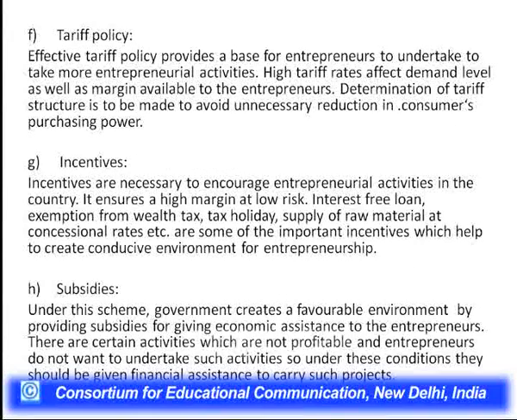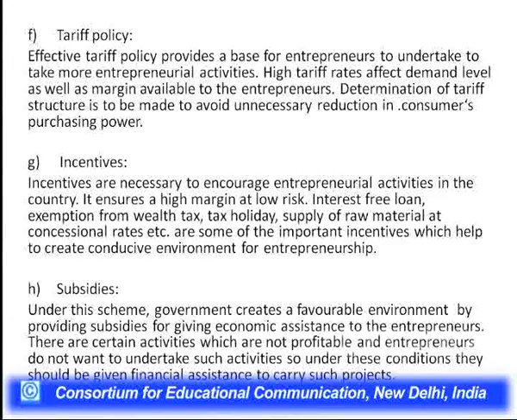Next is tariff policy. Effective tariff policy provides a base for entrepreneurs to undertake more entrepreneurial activities. High tariff rates affect the demand level as well as the margin available to the entrepreneurs. Determination of tariff structure is to be made to avoid unnecessary reduction in consumers' purchasing power.